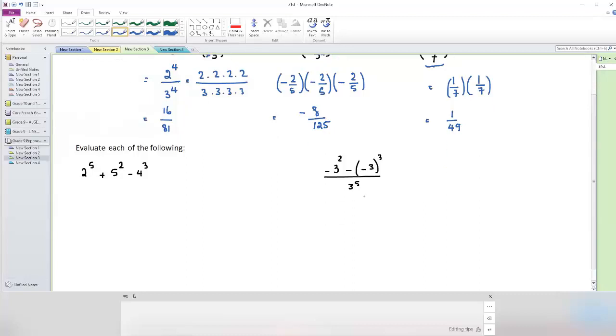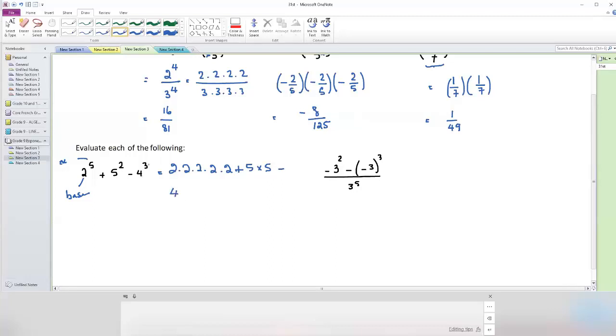Next, evaluate each of the following. So I have to find what is my base and what is my exponent. The exponent is 5. That means 2 times 2 times 2 times 2 times 2. So this is 1, 2, 3, 4, 5, plus. 5 is my base. The 2 is my exponent. That means 5 times 5, minus. 4 is my base. How many times? 3 times: 4 times 4 times 4.